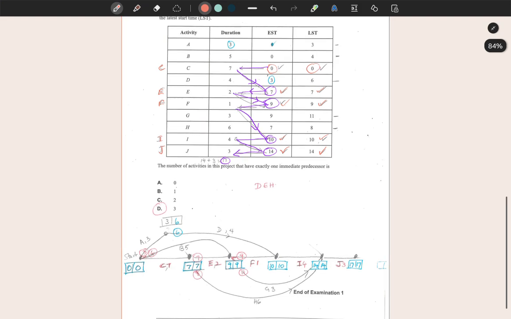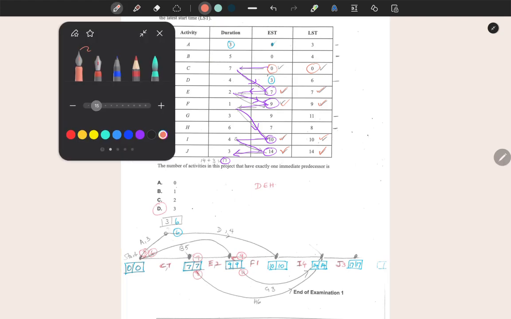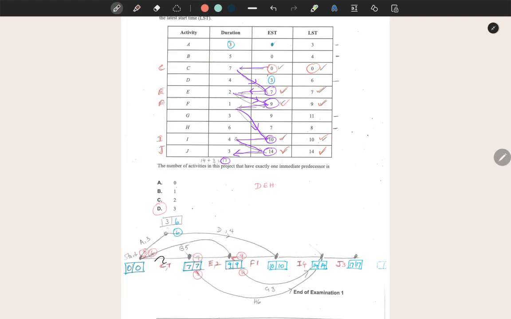So I identified the activities on the critical path to be C, F, I, and J. And as you can see over here, I have drawn C, E, F, I, and J. And I have shown the earliest start times and the latest start times in these blue boxes. Now let's look at those activities that are not on the critical path that need to be added on to the network to answer this question.